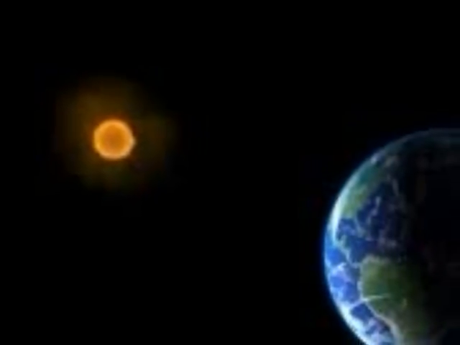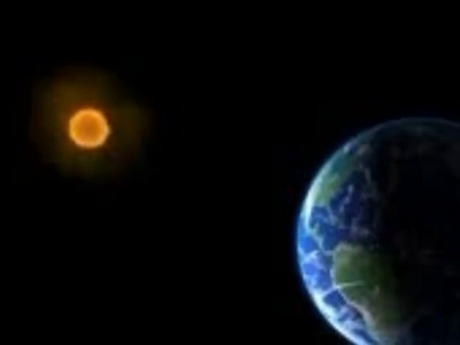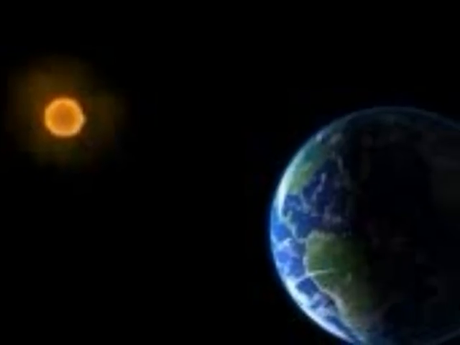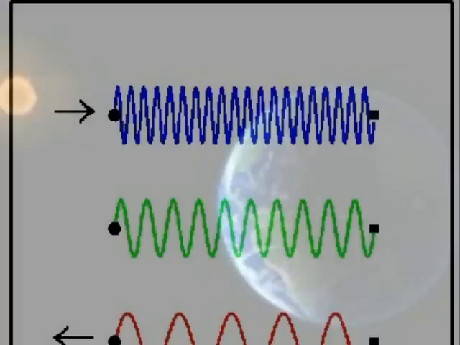Once a photon leaves the sun, it begins its journey to Earth. The light coming from the sun is both a wave and a particle. It is a particle because it takes up space, it has matter, and it's a wave because of the path it takes to get here.